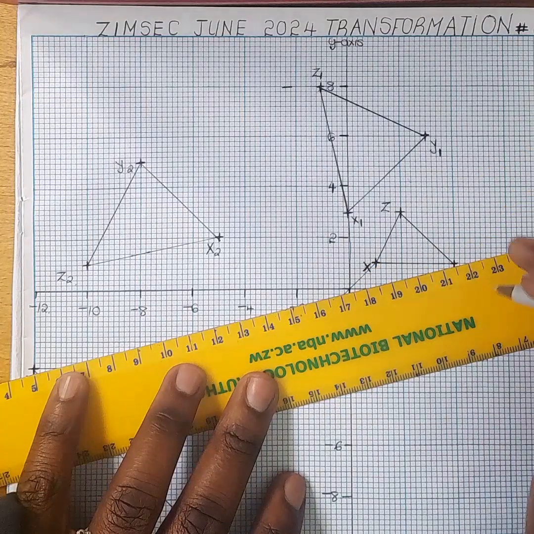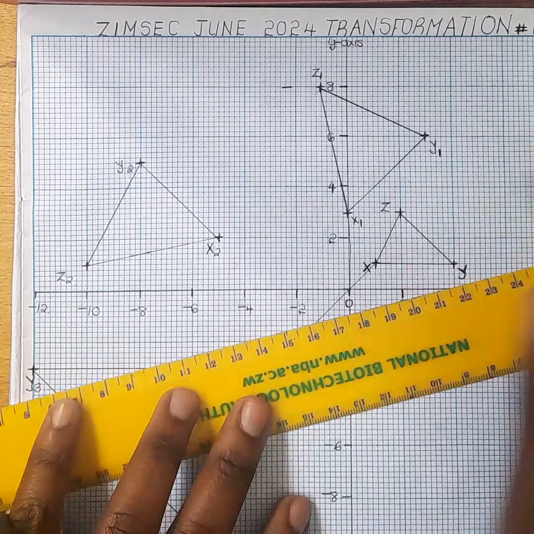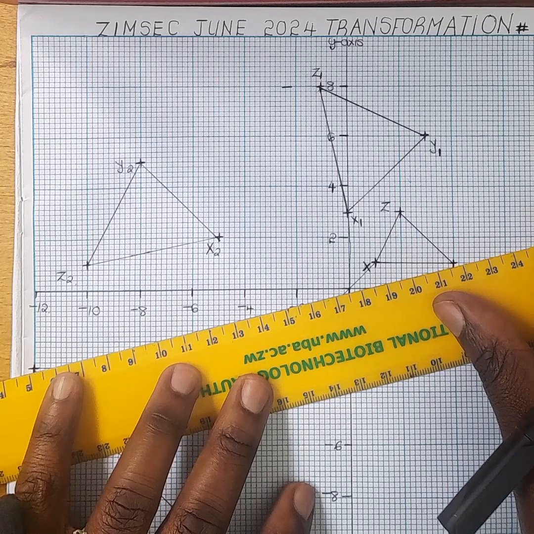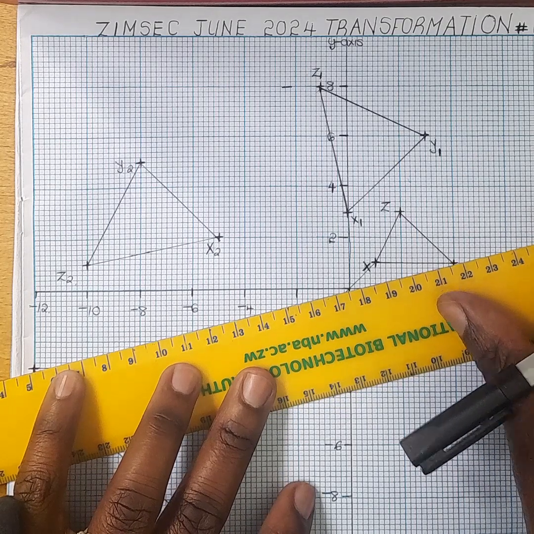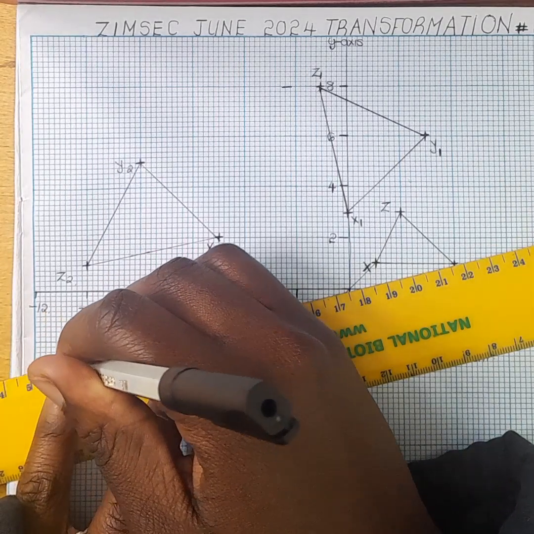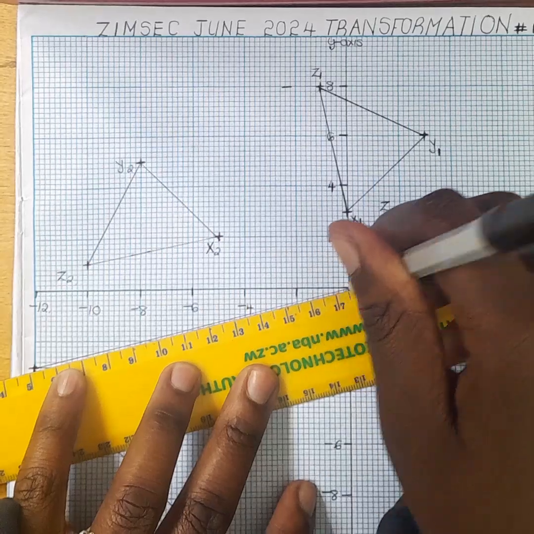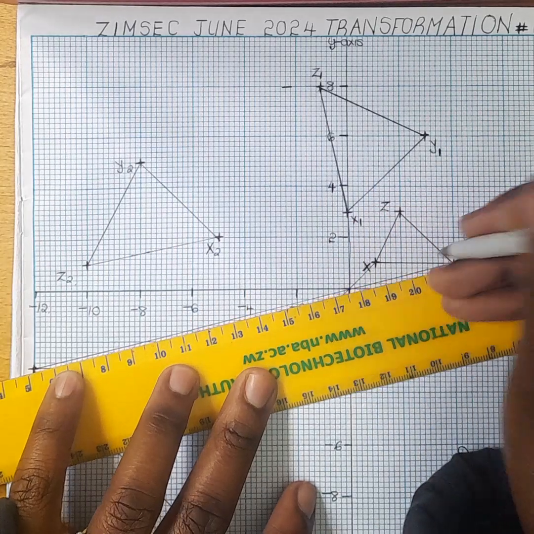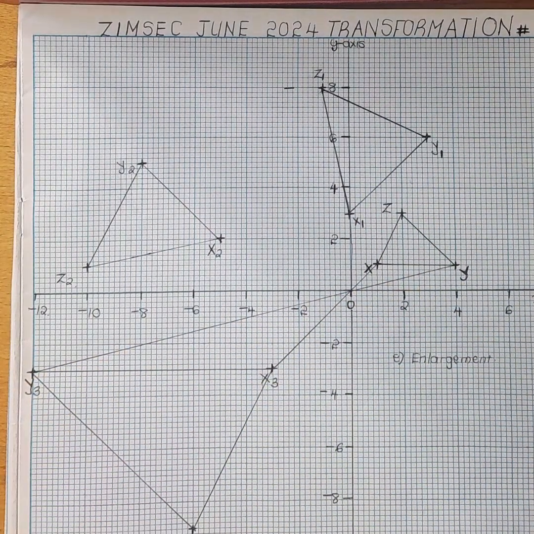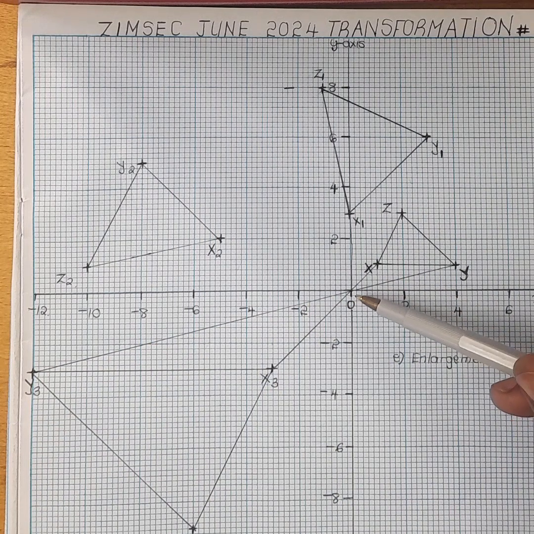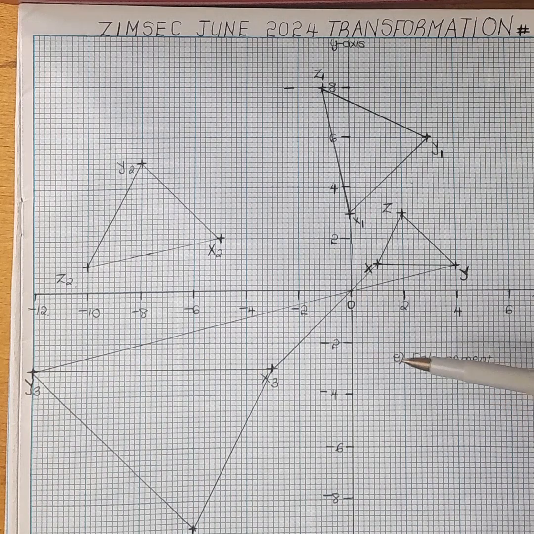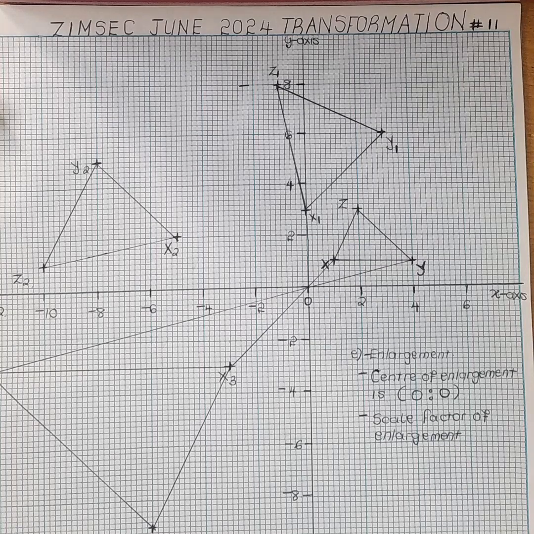And then next I want to join this y and this y3. I'm going to join like this. Can you see that the 2 lines are meeting at 0, 0, the origin? So it means that the center of enlargement is going to be 0, 0. So finally, we want to state the scale factor of enlargement.